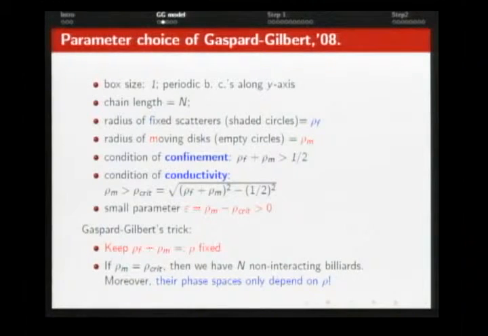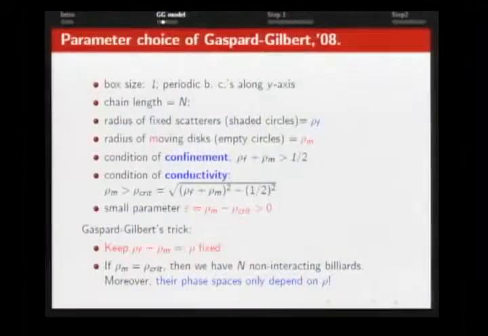Now, I told you that this model was known already to be ergodic. Nevertheless, Gaspard and Gilbert introduced a simple but important new idea: if you keep the sum of the two radii fixed, then what happens? Actually, this whole system can be understood as a coupled map lattice. At every lattice point, you have some dynamical system, and then at some points, you have an interaction between the neighboring ones.